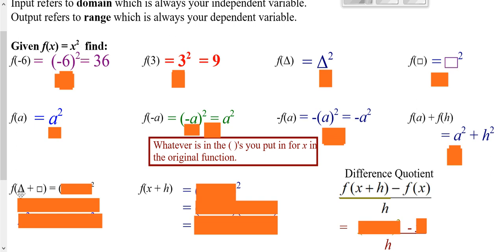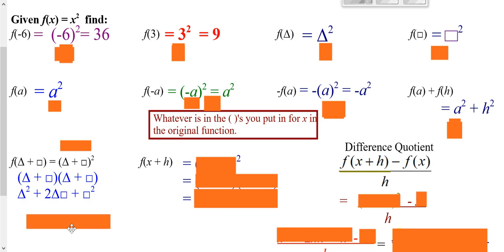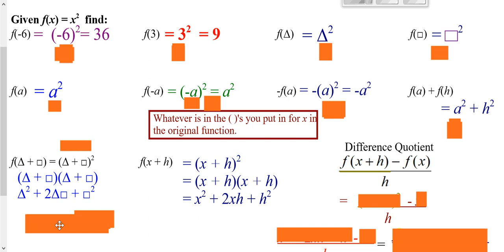In this case, we have triangle plus box as our input, so our rule says we need to take our input of triangle plus box and we need to square it. Well, we could go ahead and get rid of the parentheses here. We know that squaring means multiplying by itself. So we're going to have triangle plus box times triangle plus box, and we could FOIL that out and collect our like terms. Here we have x plus h as our input, so if we follow our rule, x plus h is our input, we have to square that, and then we could work that out. Because it's being squared, it means x plus h times x plus h.